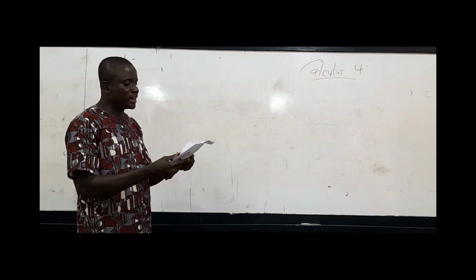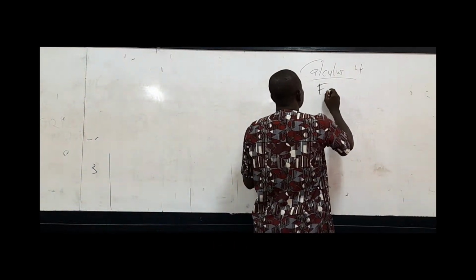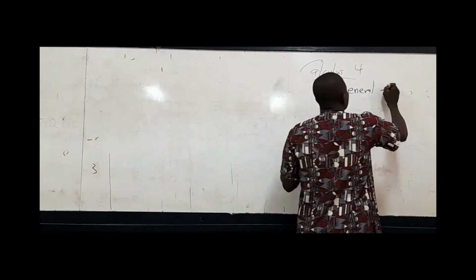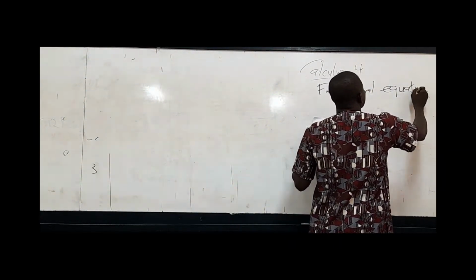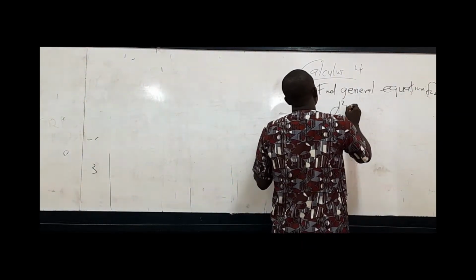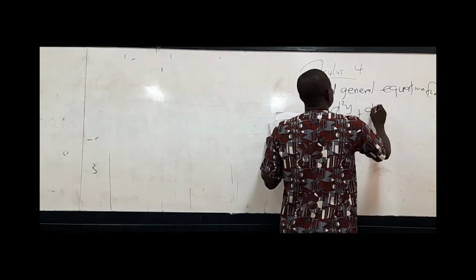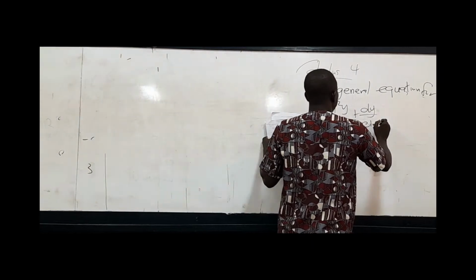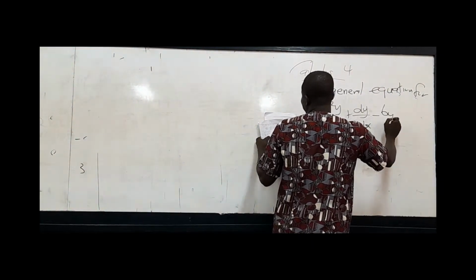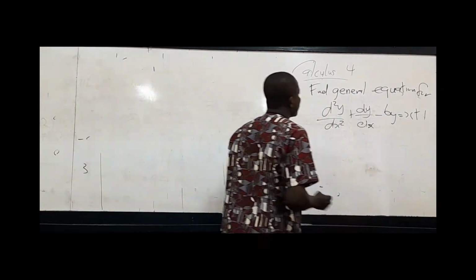So we have to find the general equation for d squared y over dx squared plus dy over dx minus 6y is equal to x plus 1.